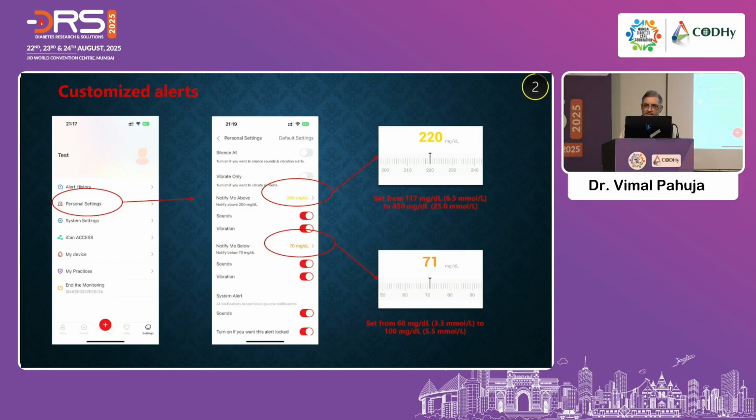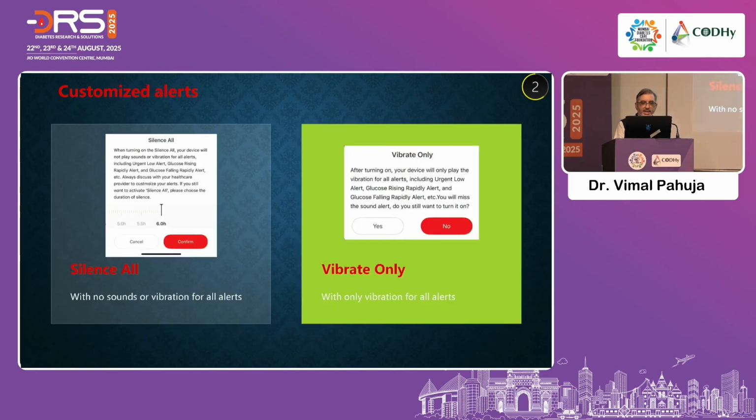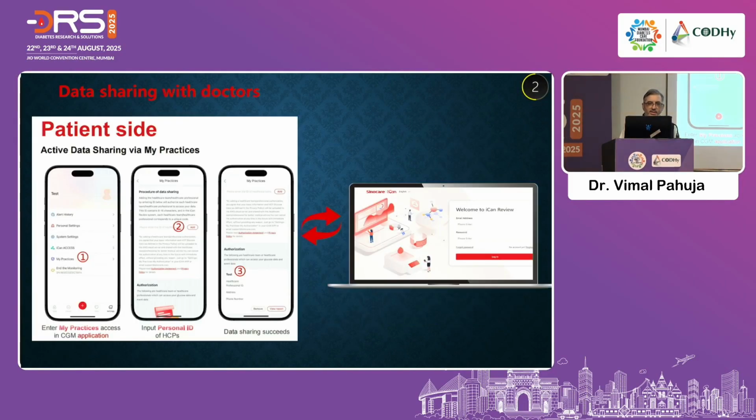There are customized alerts, you can keep the alerts on vibration or sound mode. You can decide what level you want to take the alerts, 220, 70. So patients can have their own alerts customized and keep the alerts the way they want. Either they can silence them or they can put them only on vibration mode.